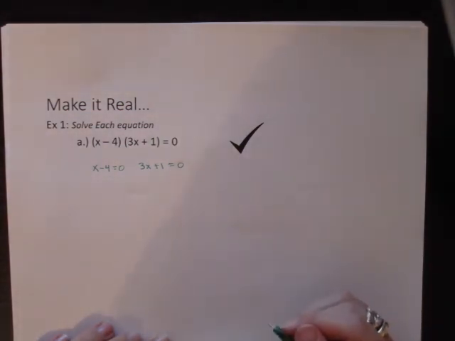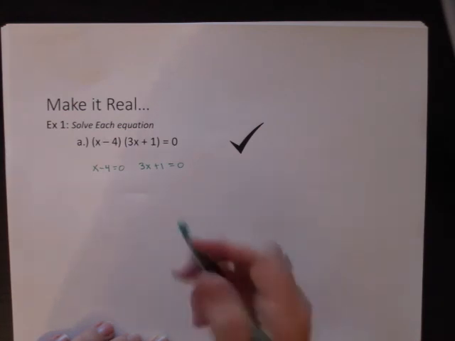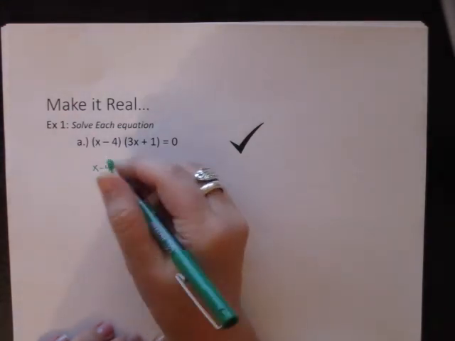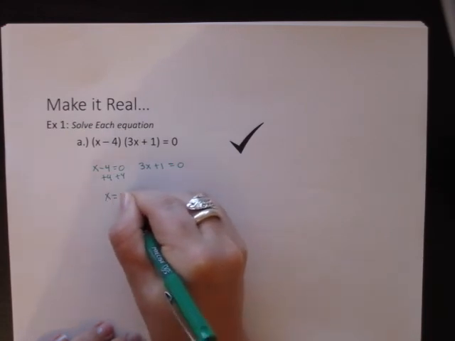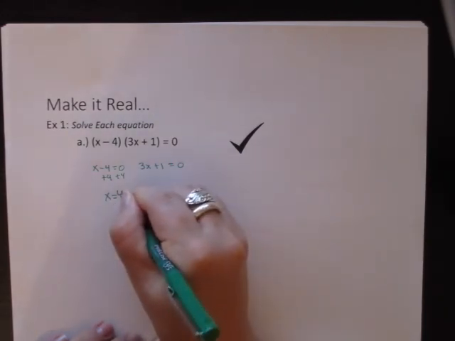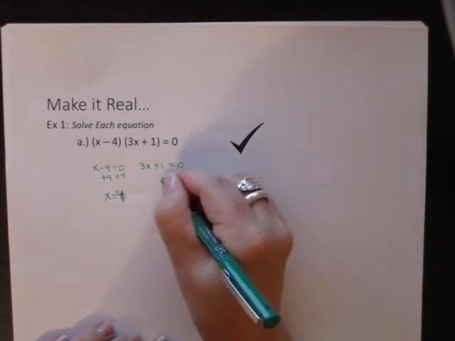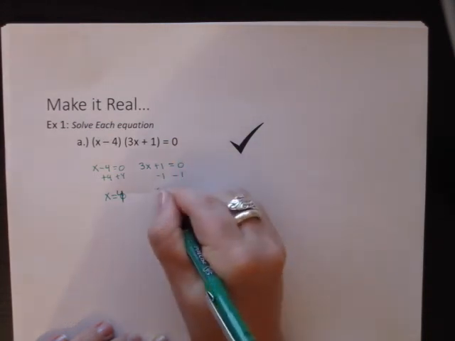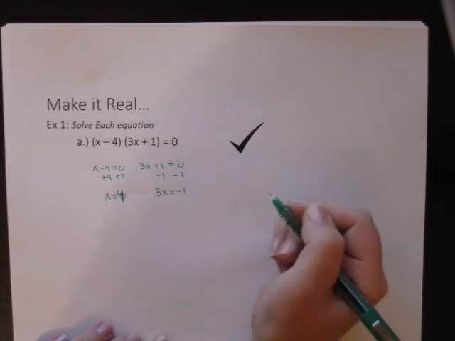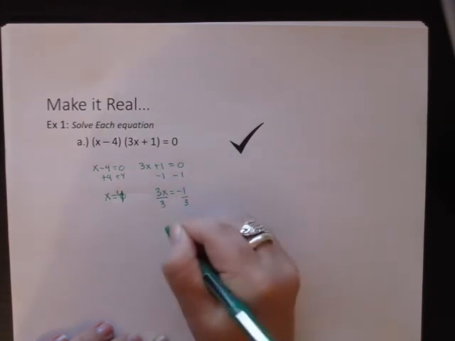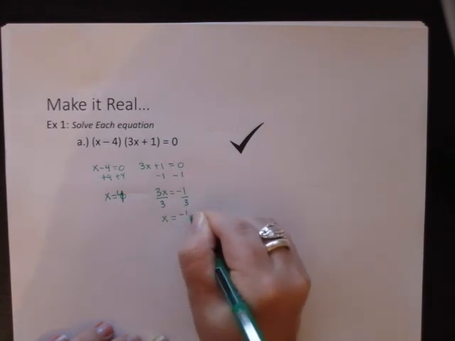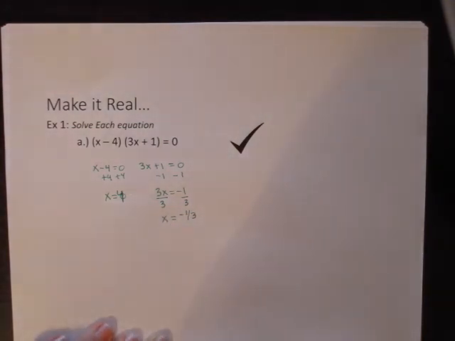Then step 4 tells us to solve each individual equation, so we're trying to get x by itself. So if I've got x minus 4 equals 0, what I'm going to do to both sides is add 4. So I get x equals 4. And then right here to get x by itself, I'm going to subtract 1 on both sides. So I've got 3x equals negative 1. And then to get x by itself again, I have to divide by 3. So I get x equaling negative 1/3, which is totally fine. You can get fractions. You just got to make sure and use that calculator to help yourself out.